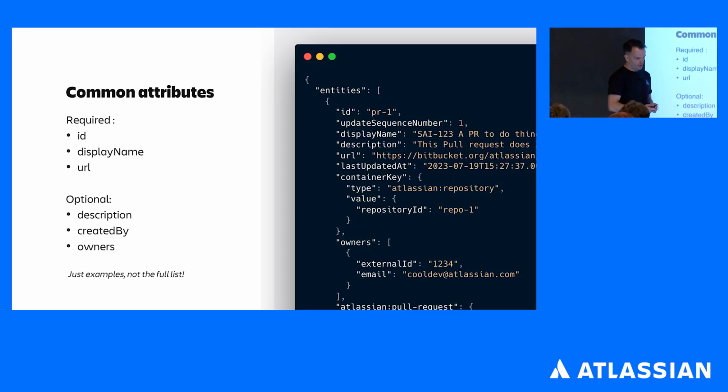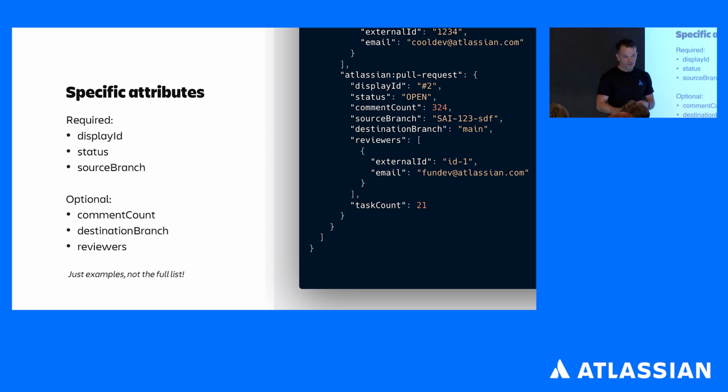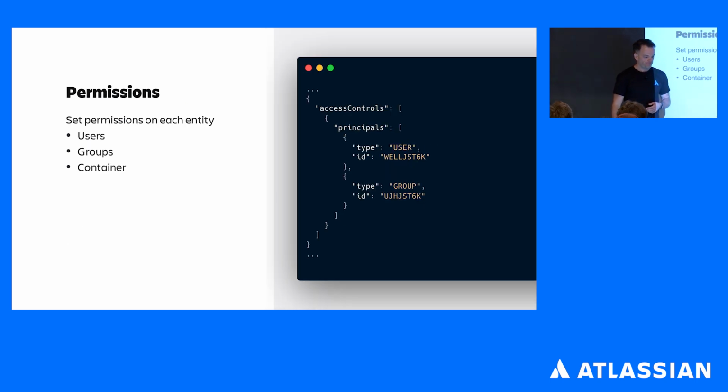When you come to looking at a noun itself or the entity, there's going to be some common attributes, some are going to be required, some won't. At a bare minimum, it has to have an ID, it has to have a name, it has to have a URL, and then things like description, created by, they can be optional. And then there'll be specific attributes compared to the type of noun that it is. So this is a pull request example. A pull request has to have a status, it has to have a source branch, but something like comment count is optional. It's really good for relevance, for search indexing, so it's great if we can get it, but it's not something that we definitely need.